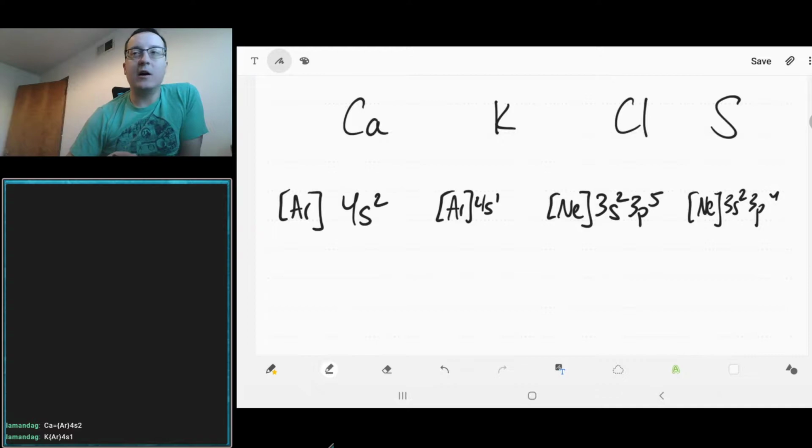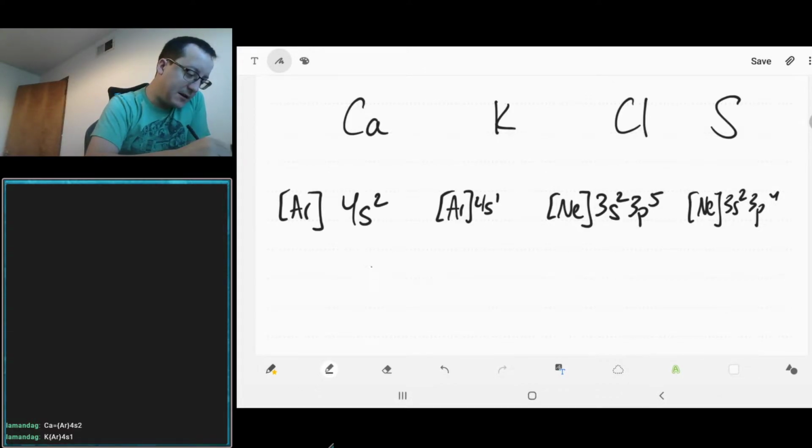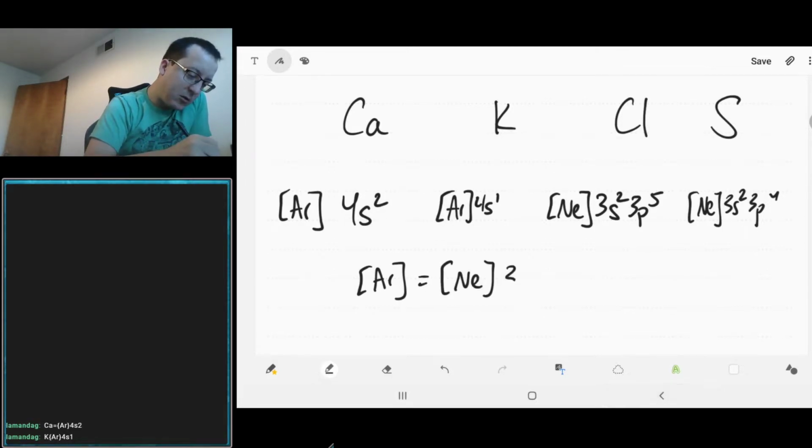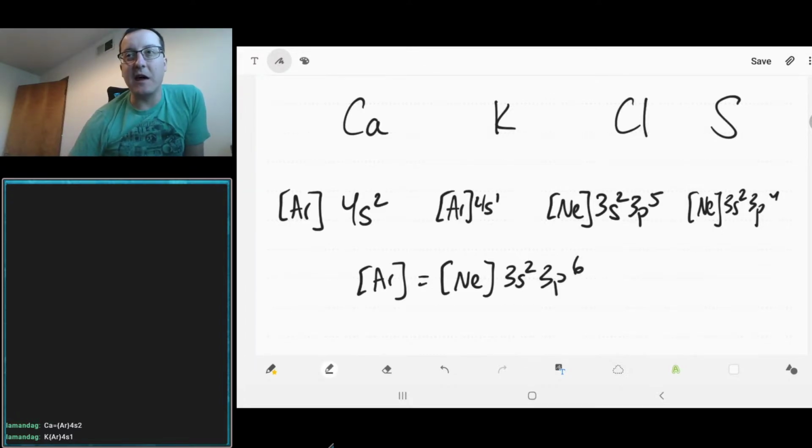Cool. So hopefully none of this stuff is terribly confusing. Let's just take a moment to remember that argon is the same thing as neon 3s2, 3p6. So I'm going to leave that there. We'll come back to it later. We have a few more things to talk about in chapter 4, and then we'll use this information as our segue into chapter 5.